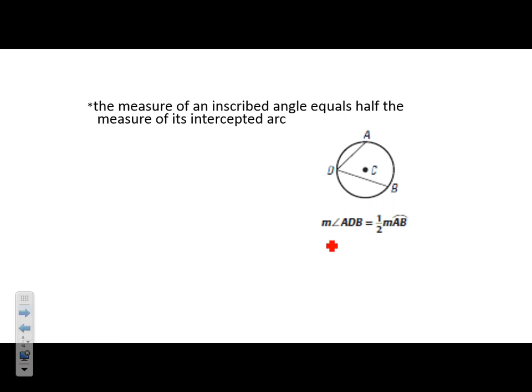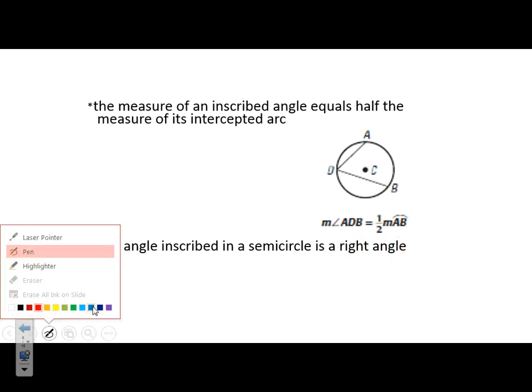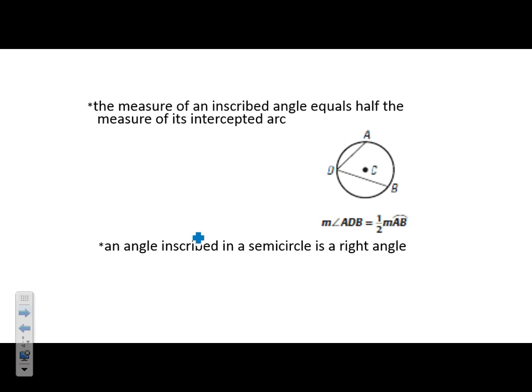So the intercepted arc is half of the inscribed angle. So the angle inside is equal to the arc divided by 2, okay? So now what we know, oops, I didn't mean to write right there. I'll erase that and move it over. So now what we know about the last slide is that the angle inscribed for a semicircle will be a right angle.